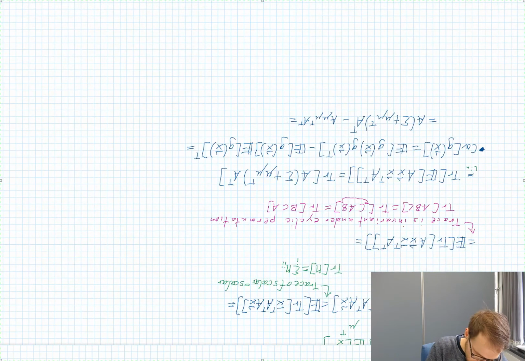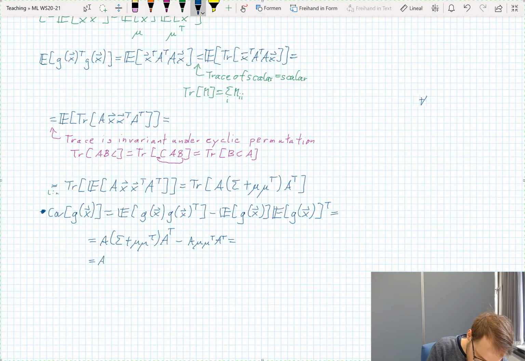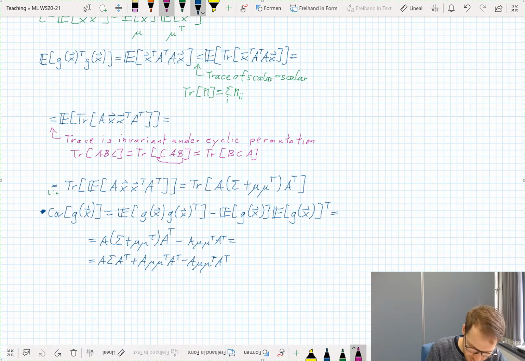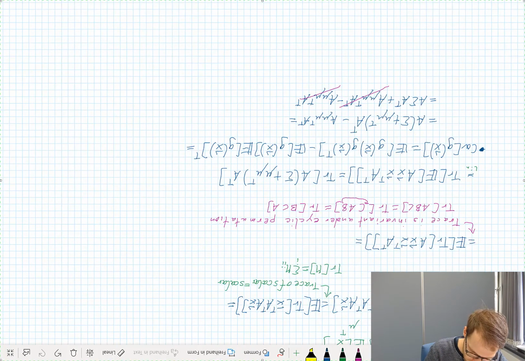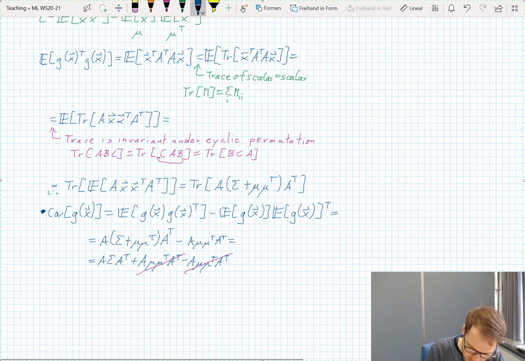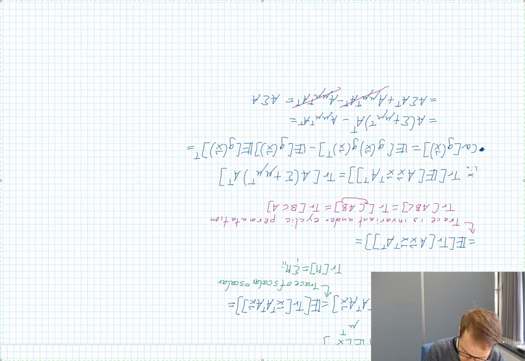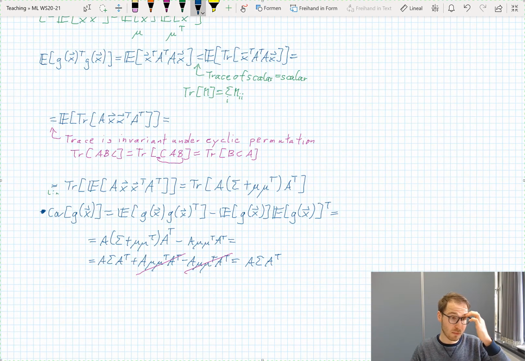Now we can simplify this further. Let's just multiply out the parenthesis here: A sigma A transposed plus A mu mu transposed A transposed minus A mu mu transposed A transposed. Hey, we've got the same thing twice, so we can remove this, like so. And then what we're left with is A sigma A transposed.